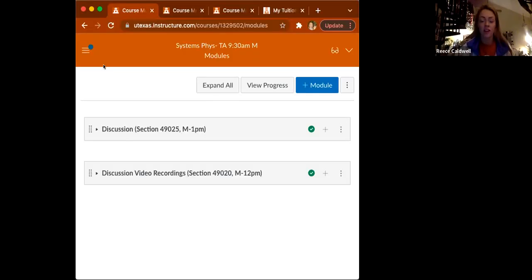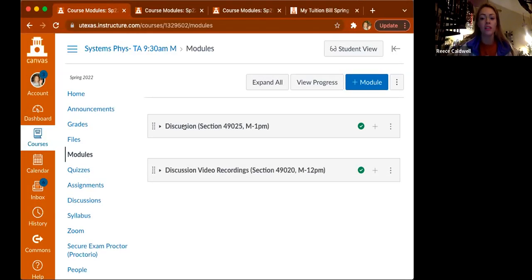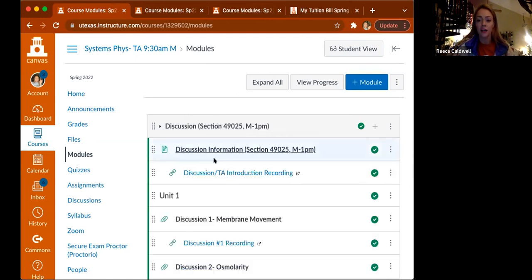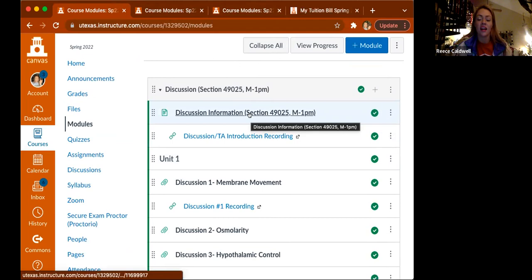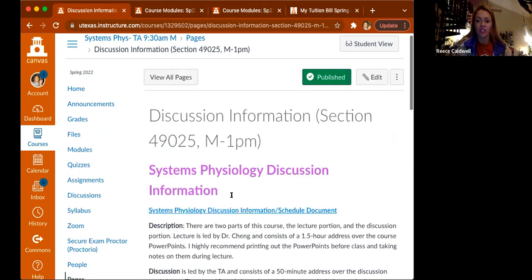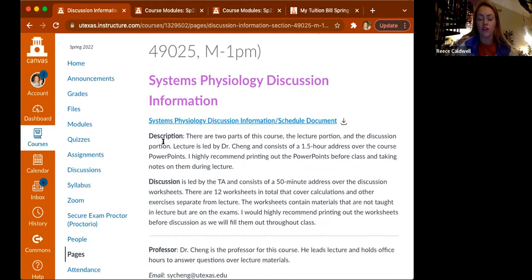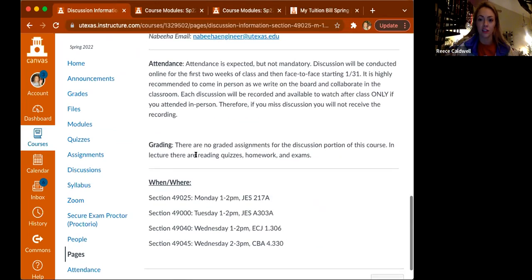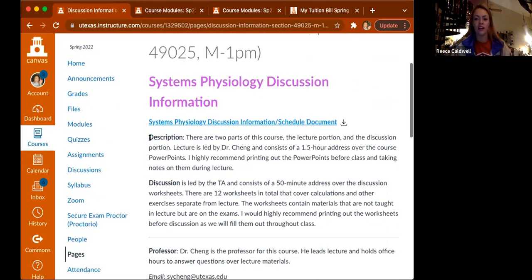On your Canvas, if you go to the modules tab, there will be a discussion tab. I'm on just one of the 3 Canvas sites, so you might not be in discussion 49025, you might be in 49000 or 05 or my other section, but it'll look the same on each site. If you open this up, you'll see that I have this discussion information sheet. I think there's been an issue with downloading this to your computer, but that's totally fine because all of it is copied and pasted right into here. If you can't get this document open, just copy and paste it into your own Word document and save it.